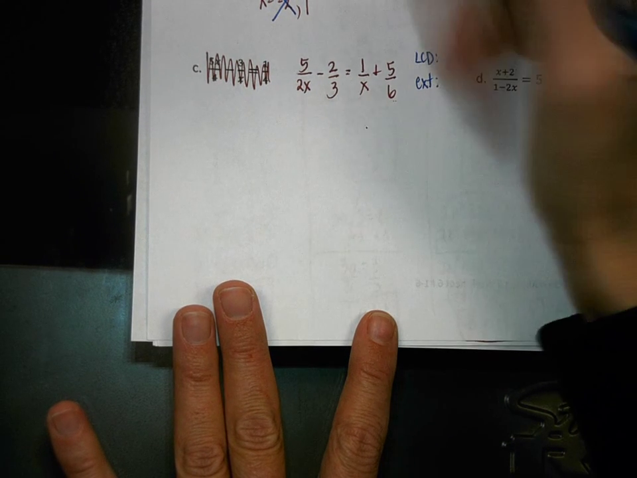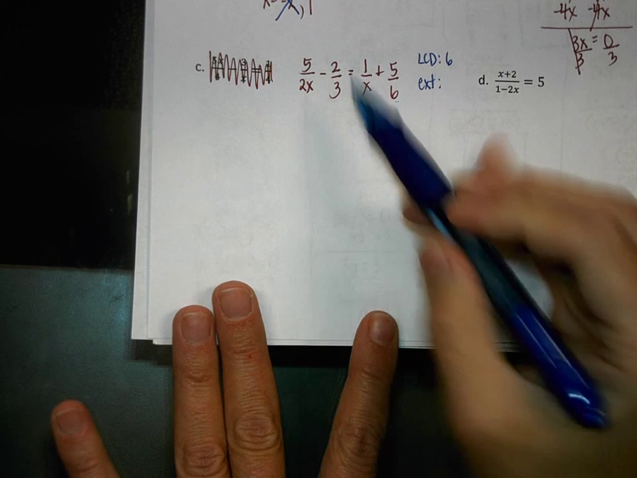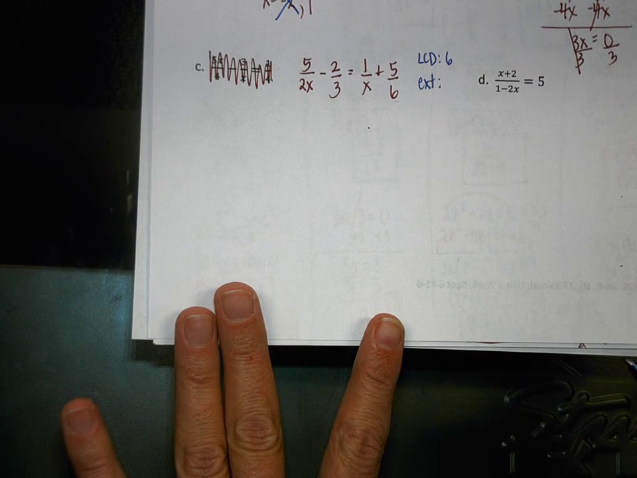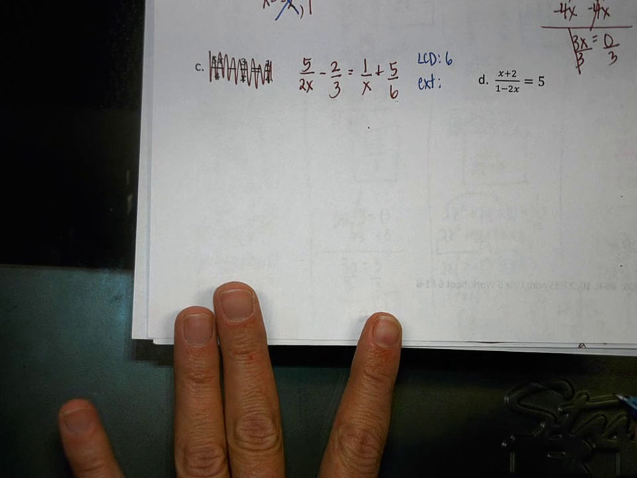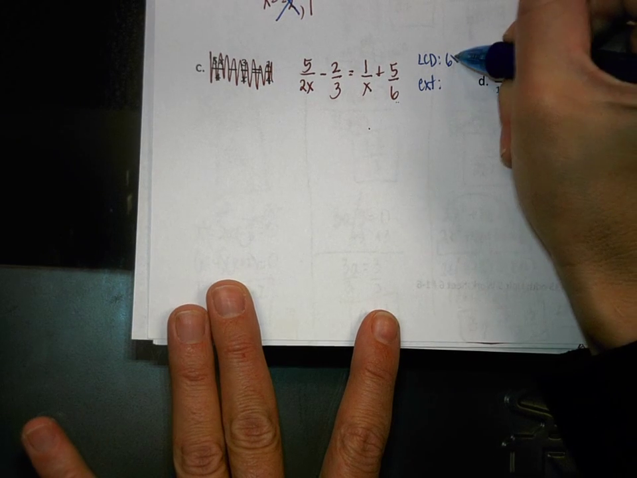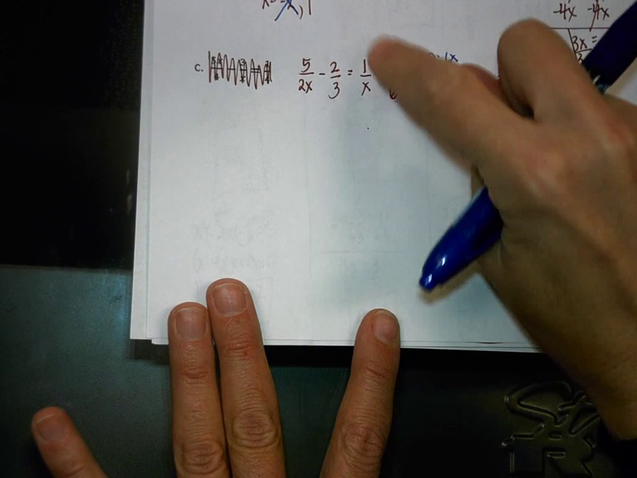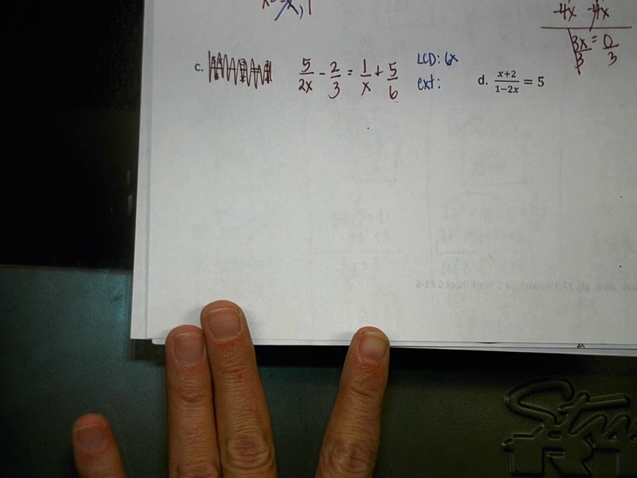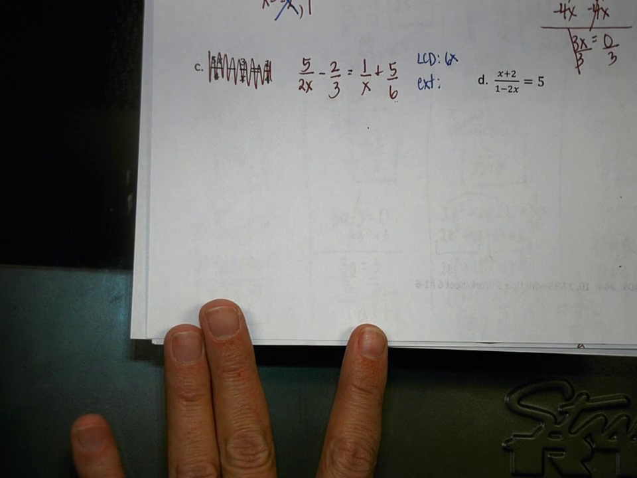So 6 can be my number, and then I have my x's, and the highest exponent of the x's is just 1, right? So we really only need an x, because when I go through and multiply each term by 6x, it's going to eliminate my x's, and it will also eliminate my numbers. Now, if you used a larger number, that's fine. You're just going to have to reduce more at the end.